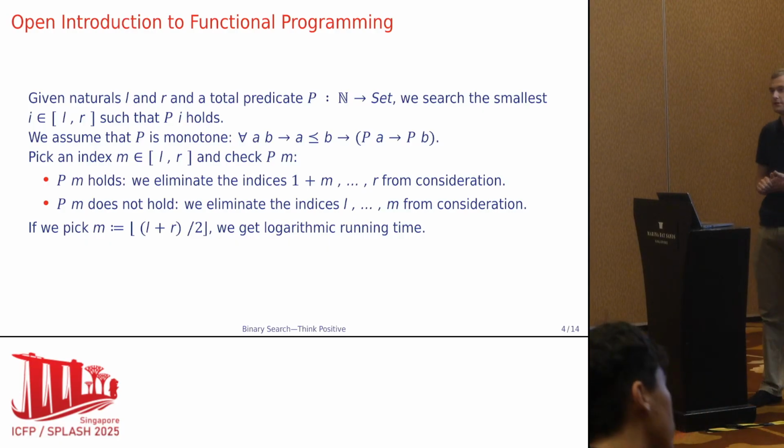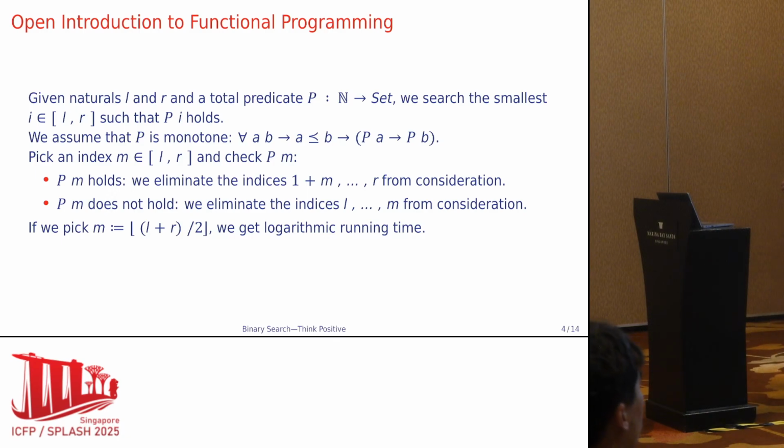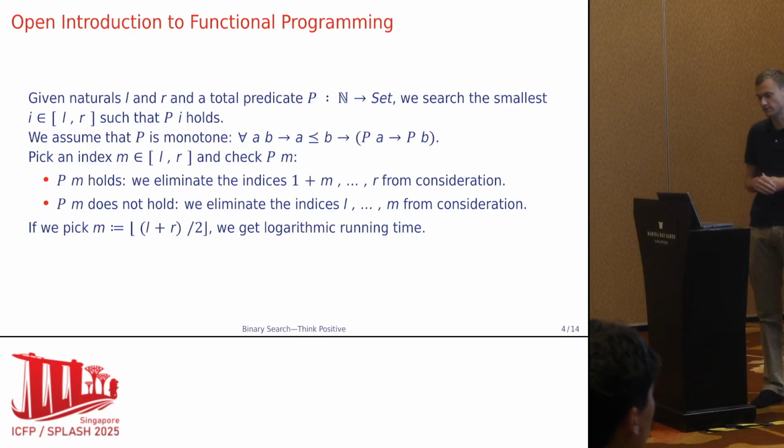Similar, we have an interval L to R, and now we have a predicate P. I'm using Agda syntax here, so we don't go from n to bool, but from n to set. We search for the smallest index i in L to R such that P i holds, and of course we assume that P is monotone. So again, that's the problem.